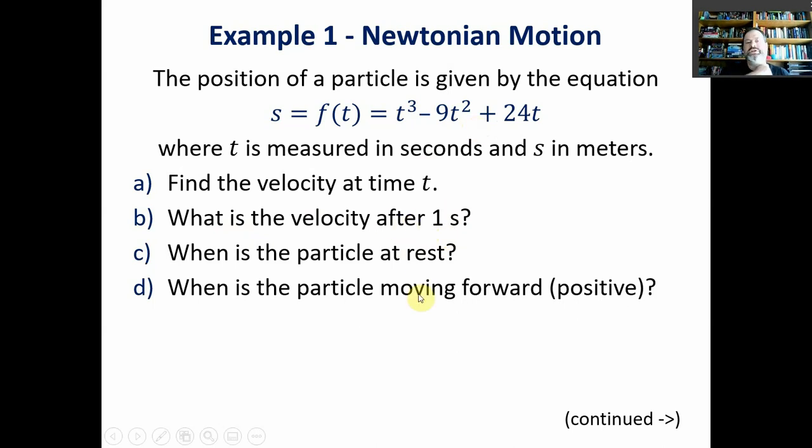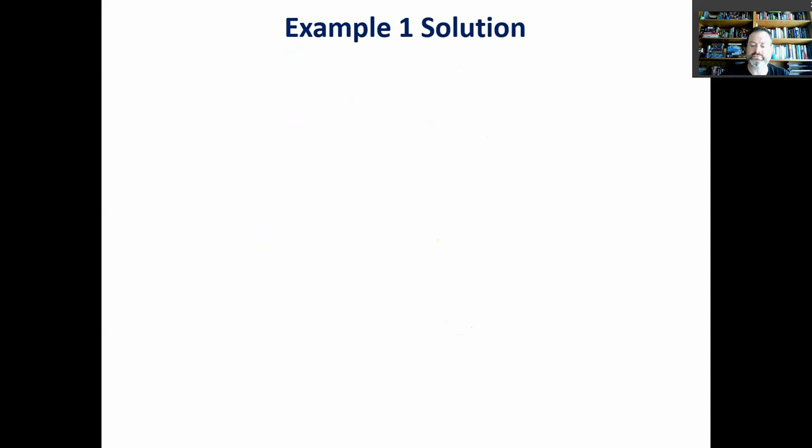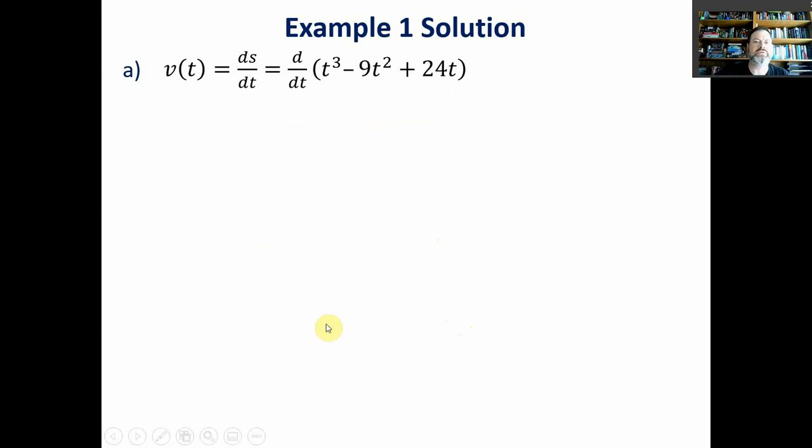And then the next two questions are a little more application based. When is the particle at rest? So think about what that means. And when is the particle moving forward? So let's start with the velocity. The velocity is just the derivative of position. So you just plug in your position function and take the derivative, so we know how to do that. This is going to be 3t squared minus 18t plus 24. And that's the answer.